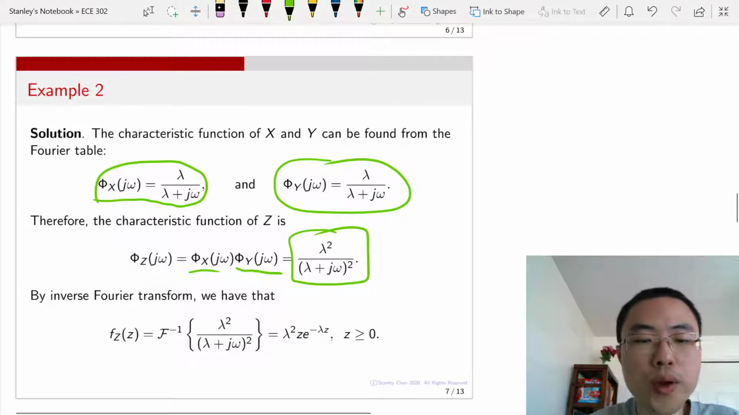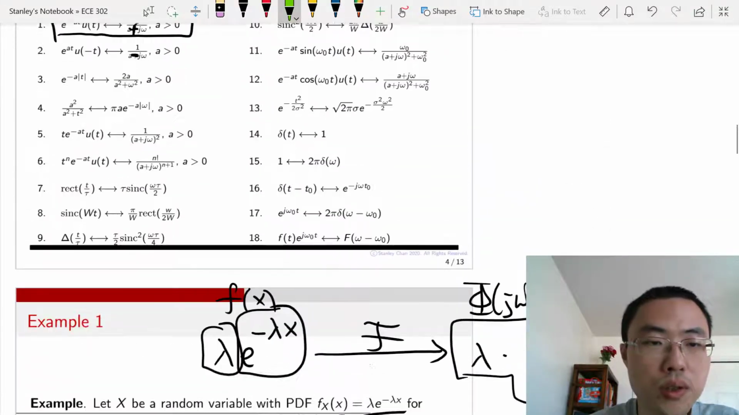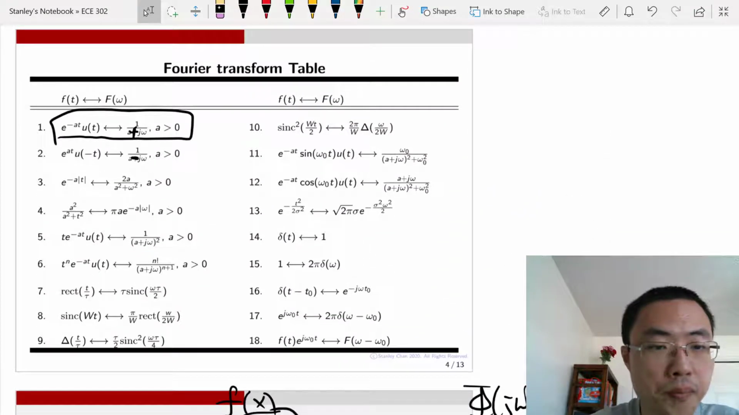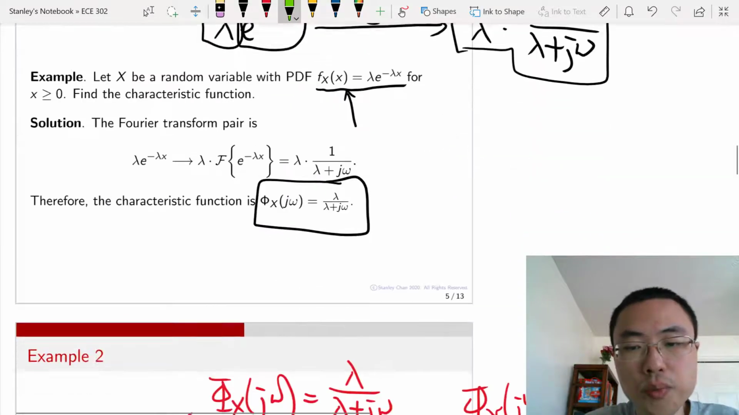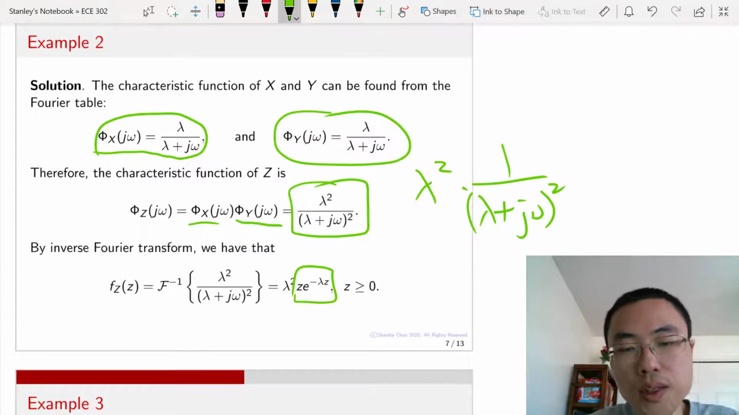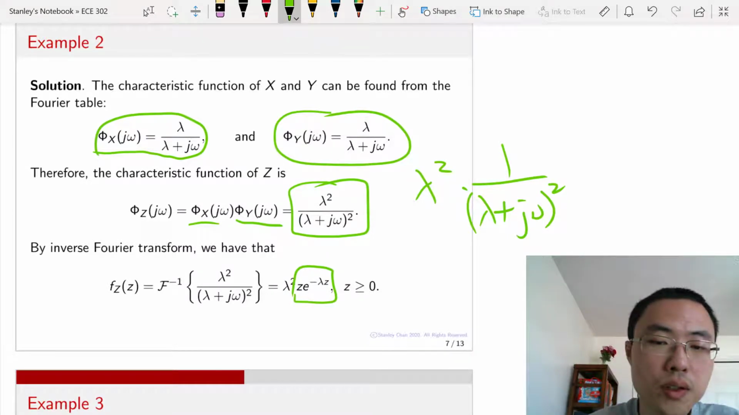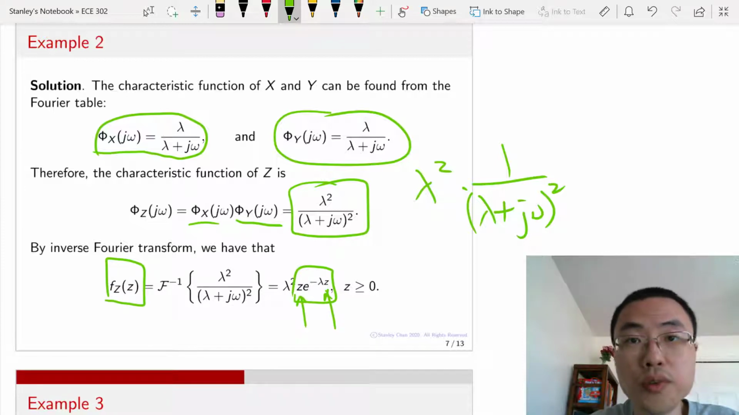And in this form, you can go back to the table. So here you have lambda square times 1 over lambda plus j omega square. You go to the table. The table will say that if you have this expression, then you have this as the original PDF. And so you plug in the values, then you can show that this will give you z times e to the power minus z. Now, this is not t, right? It's z because I'm looking at the PDF of z, and therefore I replace all the dummy variables with z.